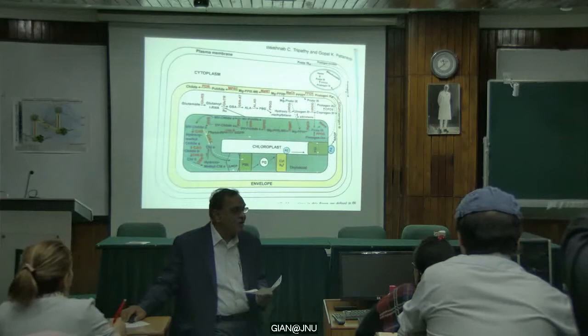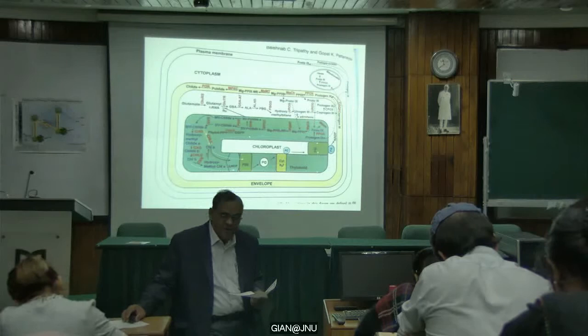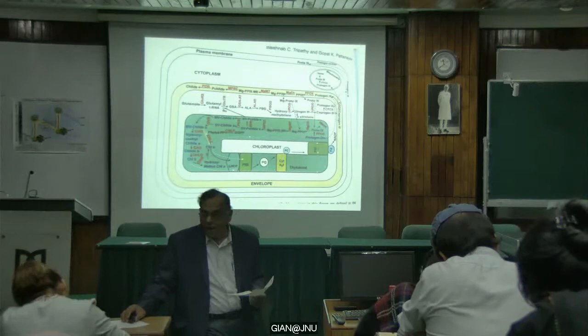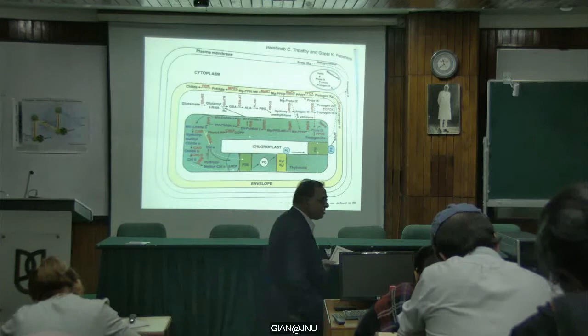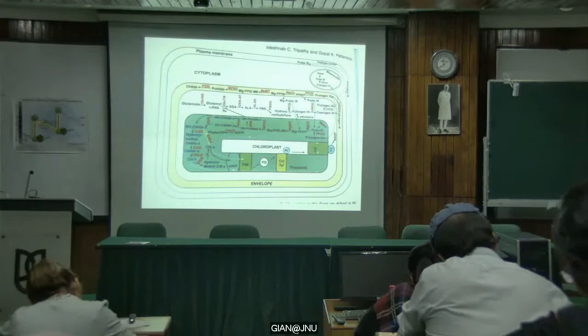Four molecules of porphobilinogen, or four pyrroles, combine with each other and are interlinked with each other, and the ring is closed by two enzymes: porphobilinogen deaminase and uroporphyrinogen III synthase. Because an amino group is going out, it is a deaminase reaction, to form uroporphyrinogen.